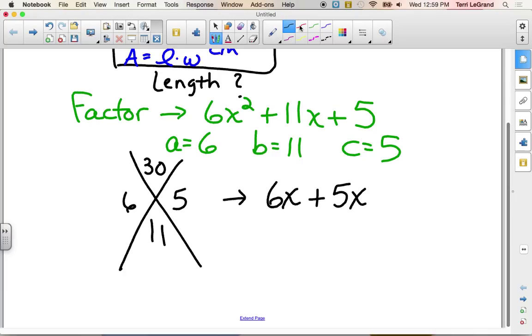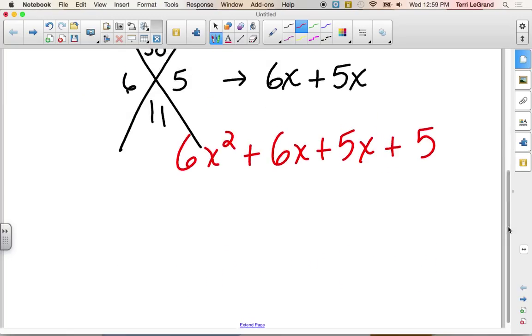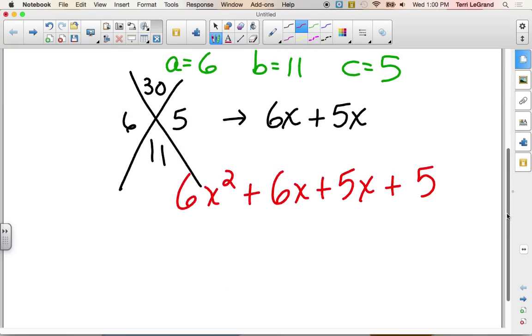So we're going to rewrite our trinomial, replacing that 11x with 6x plus 5x, and we'll create for ourselves a 4-term polynomial, and we will factor by grouping, right? Okay. It's all addition, so we don't have to worry about changing any subtraction. We can just insert our parentheses and go to town. Okay, factor that by grouping, you know how.